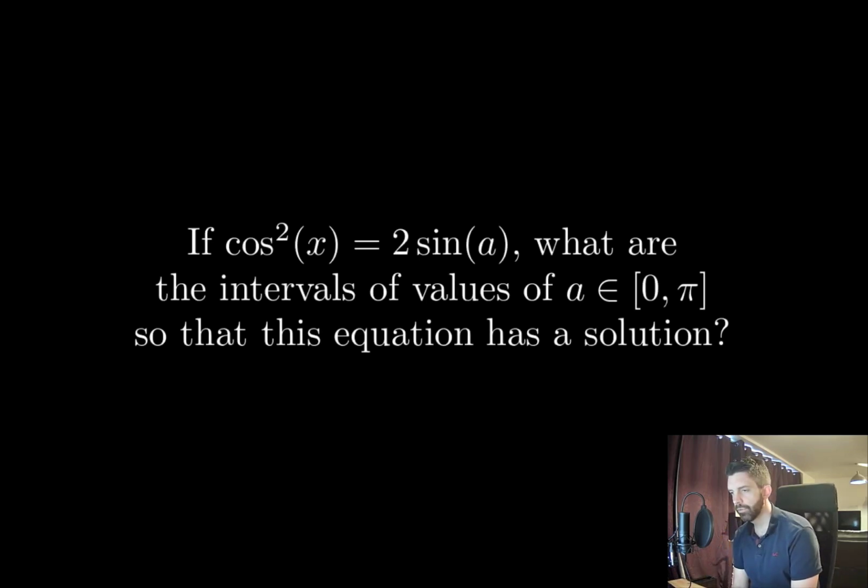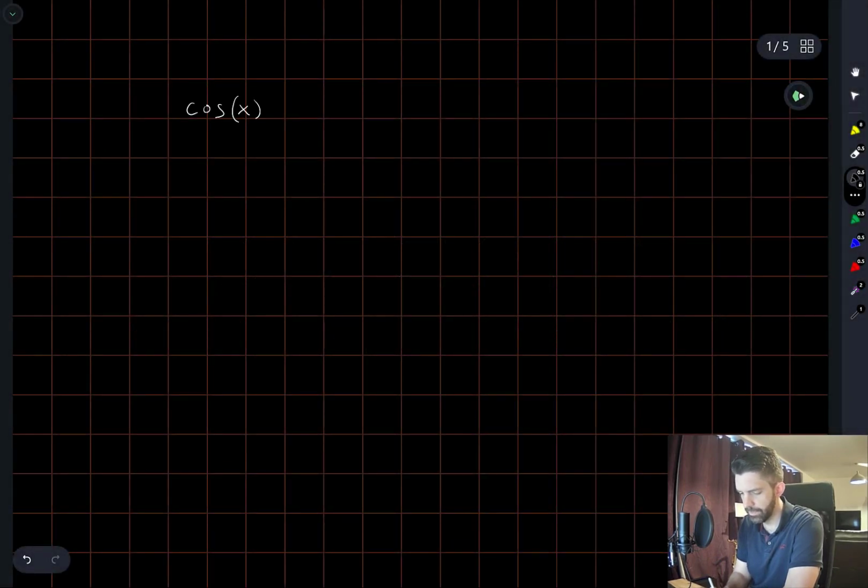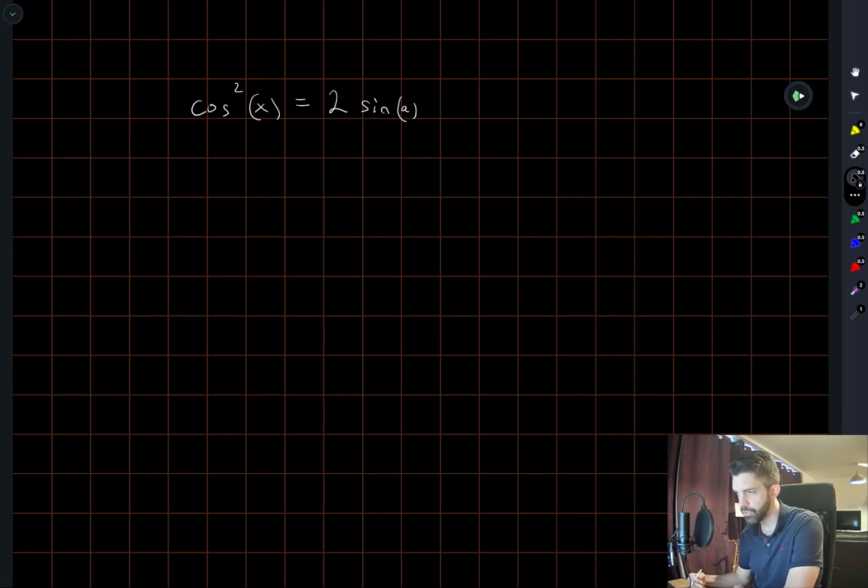If cosine x squared is equal to 2 sine a, what are the intervals of values of a between 0 and pi so that this equation has a solution? Okay, so let's write out what we're given first. Cosine x squared, I don't know why they're writing it like that in the question. I'm going to write this in the usual, although sometimes confusing notation, cosine squared x is equal to 2 sine a. So I need what values of a allow this to have a solution for x.